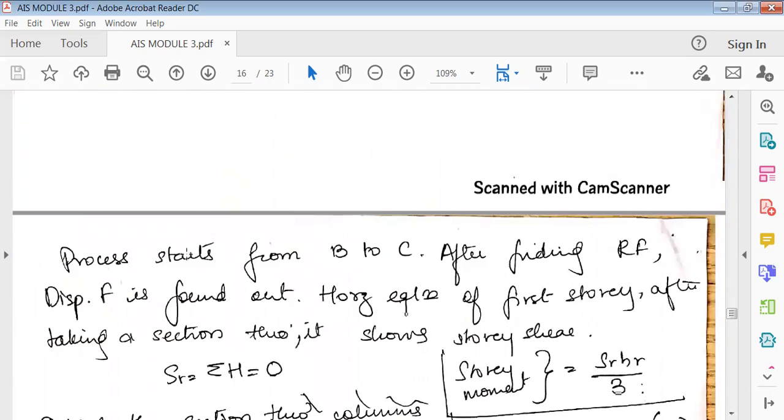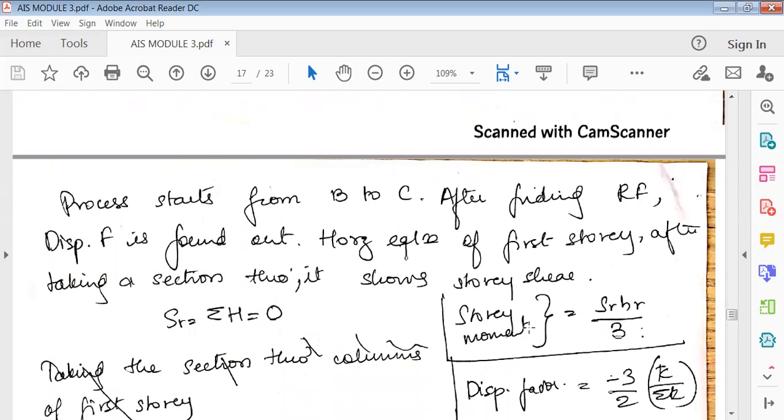Okay, now see here, the process starts from B to C. After finding the rotation factor, the displacement factor is also found out. Then the horizontal equilibrium of the first story, after taking a section through it, is shown as story shear. Okay, now there's something called a story shear. So you have to first find the story shear.